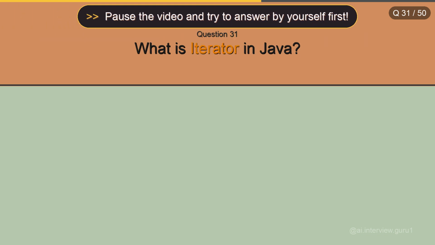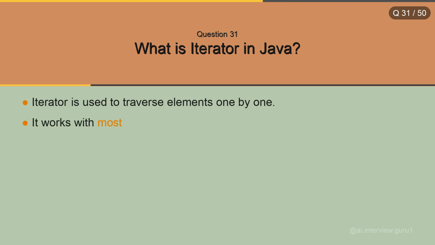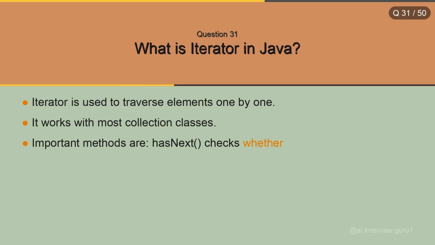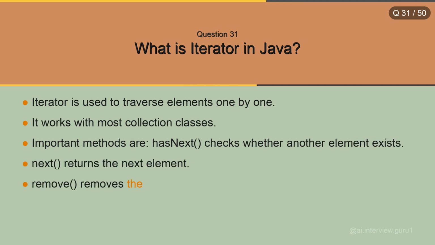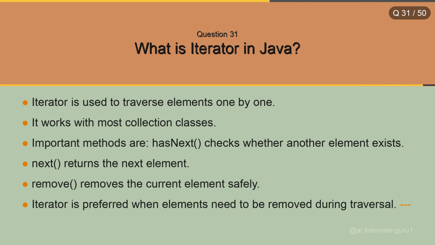What is Iterator in Java? Iterator is used to traverse elements one by one. It works with most collection classes. Important methods: hasNext checks whether another element exists. next returns the next element. remove removes the current element safely. Iterator is preferred when elements need to be removed during traversal.